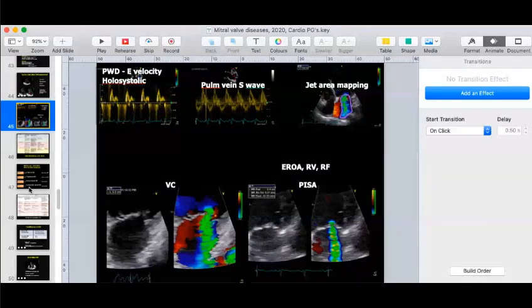So this is just a brief overview of how to assess mitral stenosis and mitral regurgitation. I think I shall stop at this point. Any questions on whatever we have discussed? Is there any absolute jet area cutoff for severe MR?